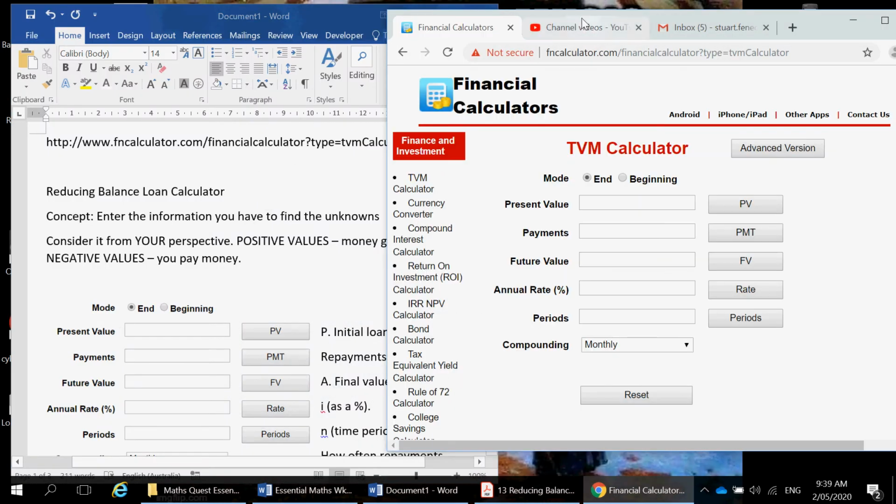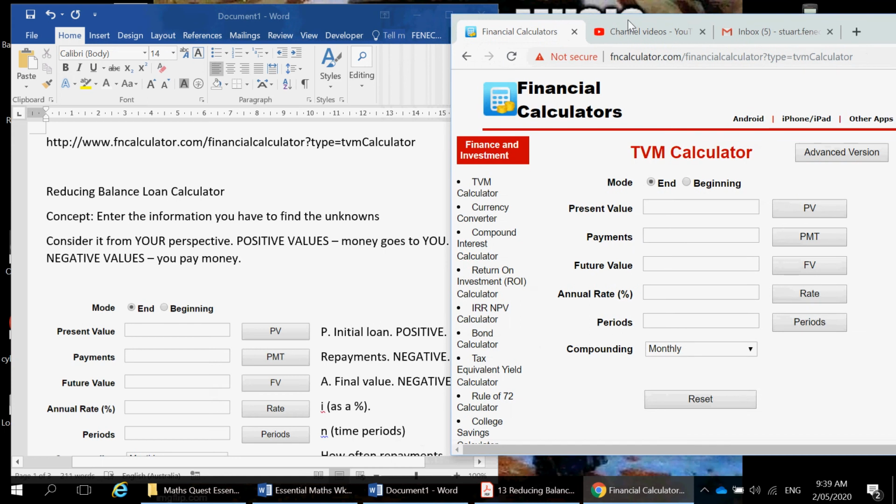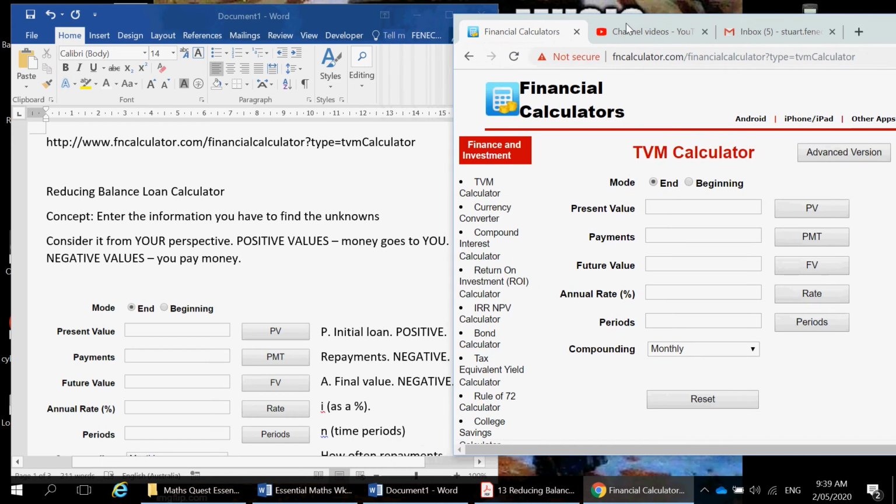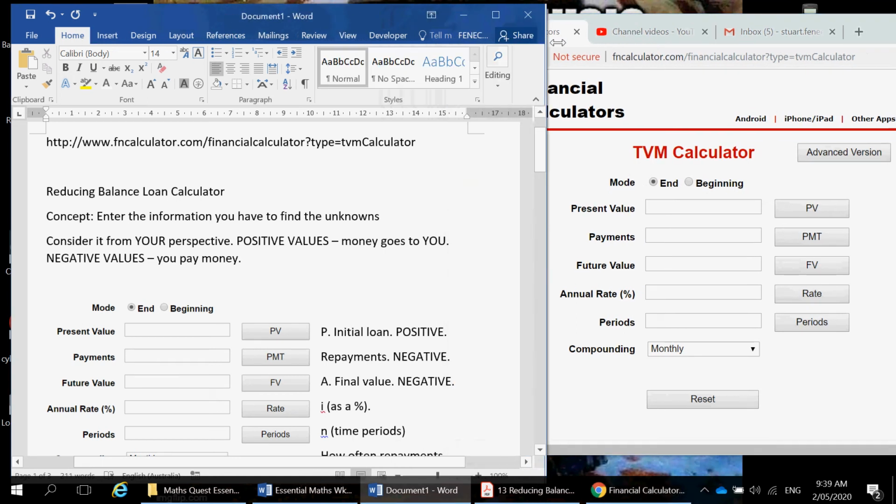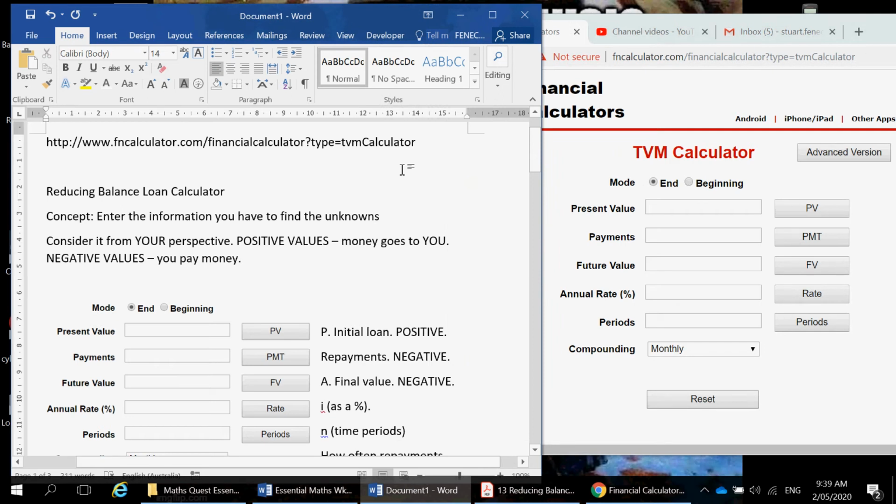But now we'll quickly return to our true topic for today, which is reducing balance loans. Today we are going to go through some more examples of using the reducing balance loan calculator. The website is also linked in your textbook and possibly anywhere else that you would like to look. So let's go about this.